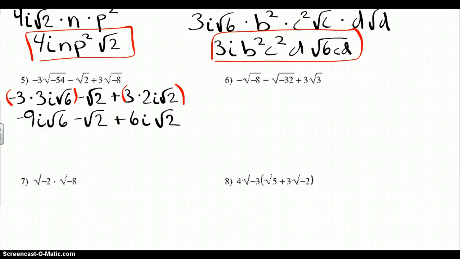So this is actually my final answer, because if you notice, I do have root 2 here and root 2 here, but one's imaginary and one's real. And last but not least, I have root 6. So none of these are in fact like terms. So this is my final answer.